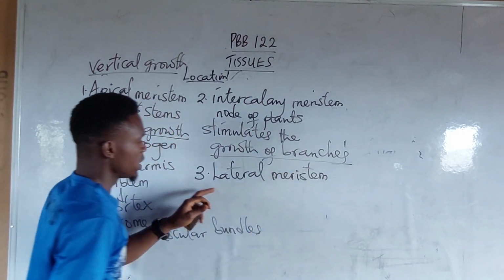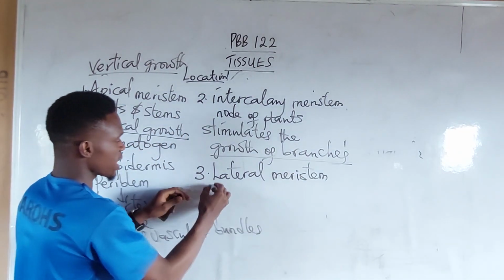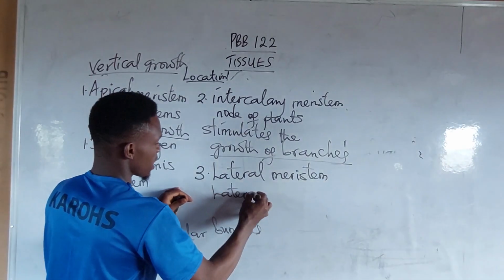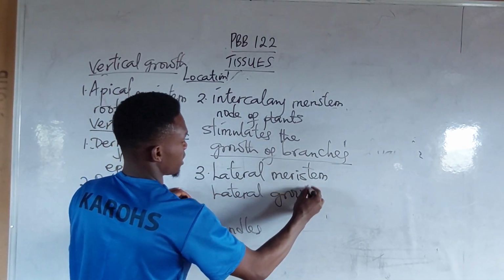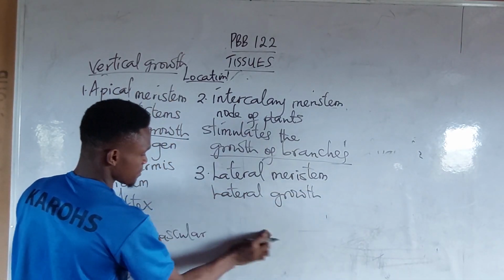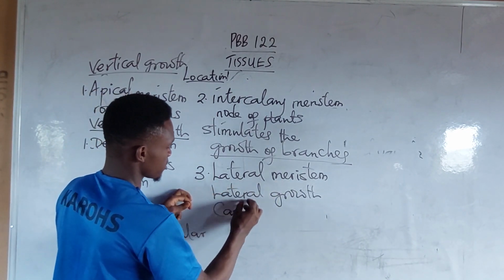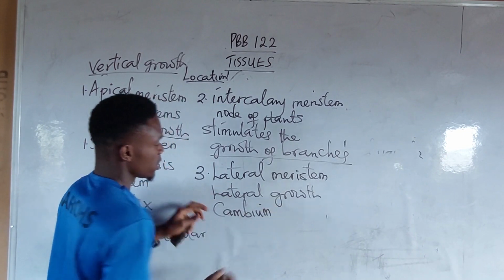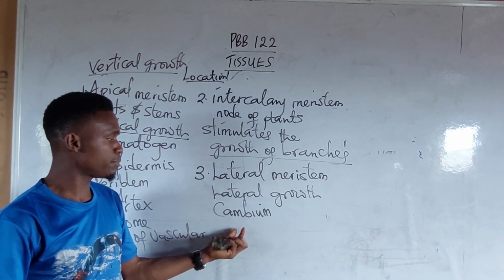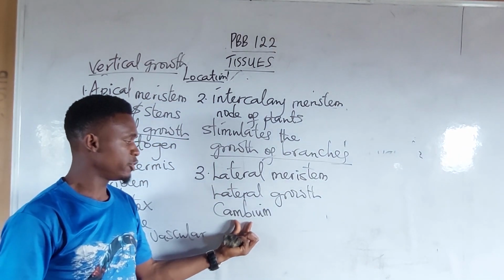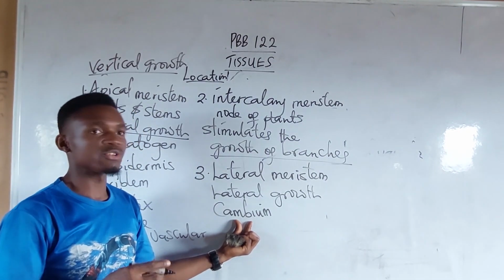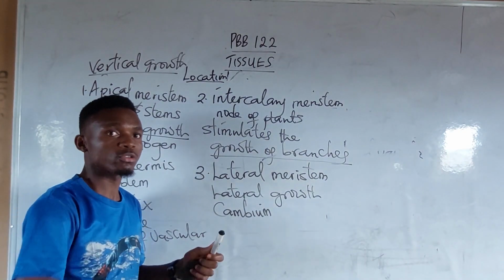Lateral meristem. Now, this lateral meristem enhances what? The lateral growth of plants. It is this type of meristem that the cambium possesses. And you know that the cambium is responsible for the growth of tall trees.